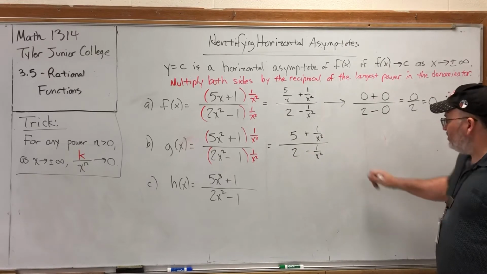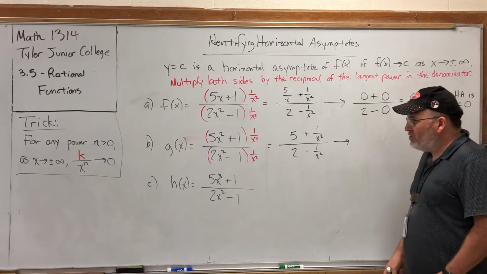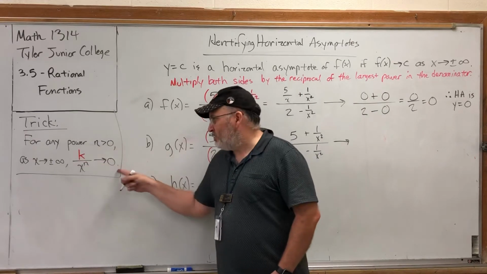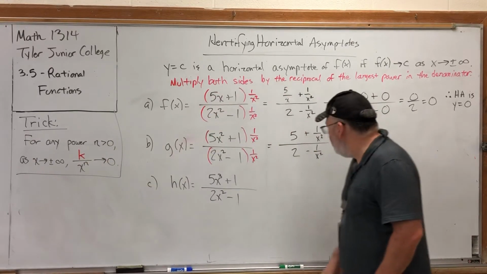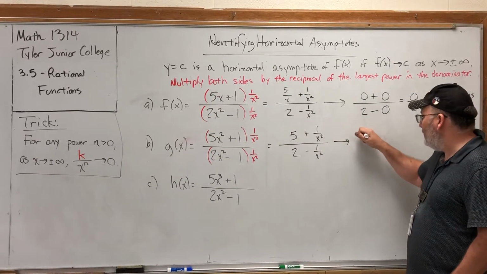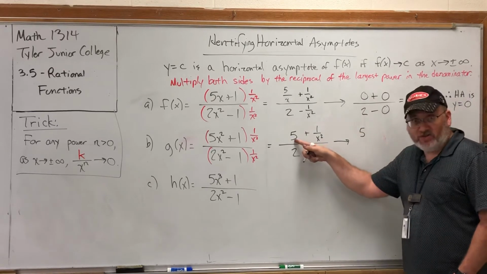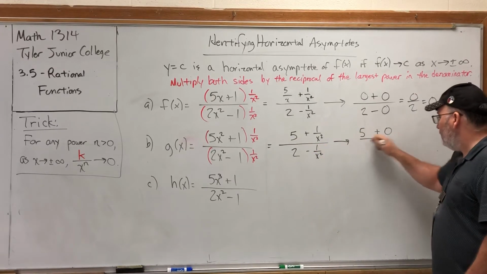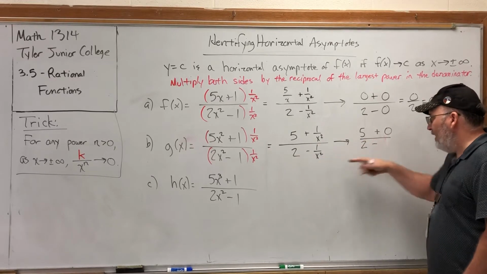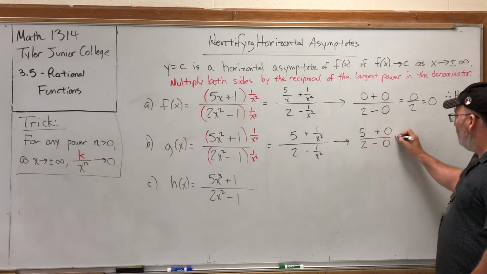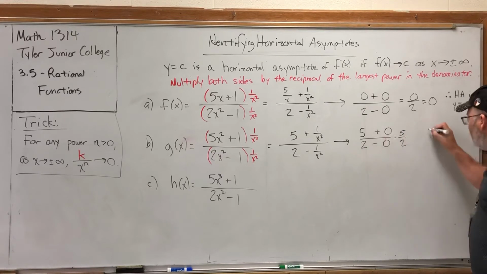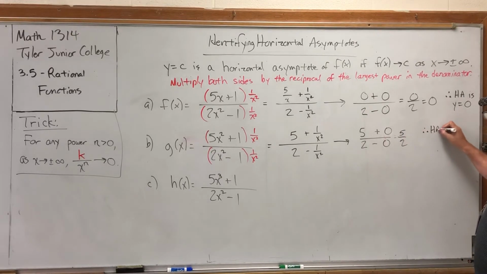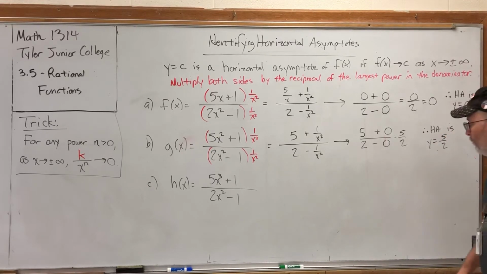Now who's approaching 0? Remember, any fraction of this form will collapse to 0 as the x gets larger and larger. Here's a fraction of that form. It will collapse to 0. Oh, the 5 is just a 5, by the way. And the 2 is just a 2. And this fraction collapses to 0. So we get 5 halves, 5 over 2, and therefore the horizontal asymptote is y equals 5 over 2. Okay? What about the last one?